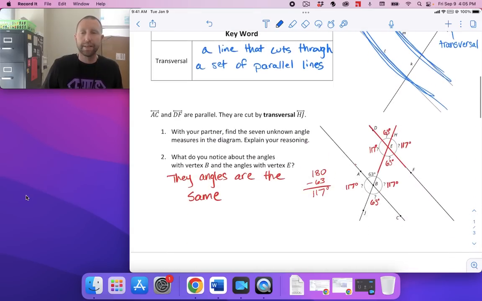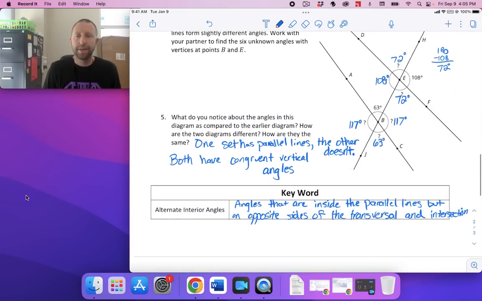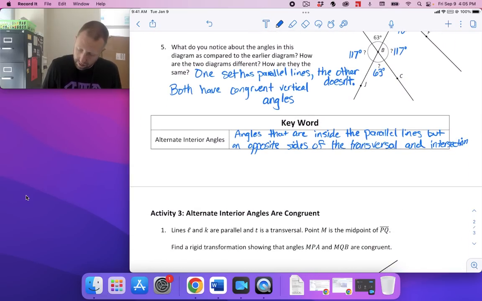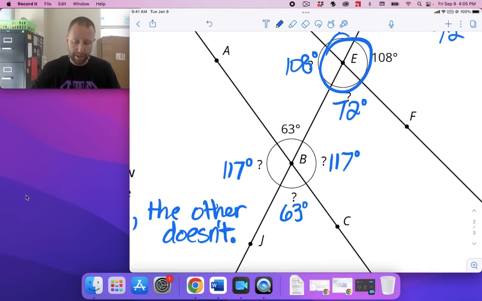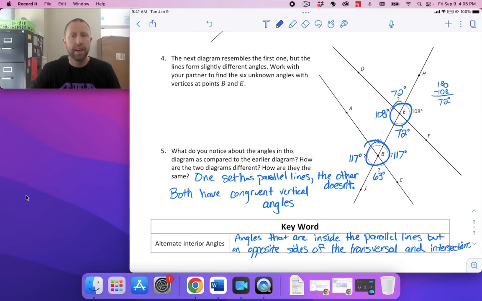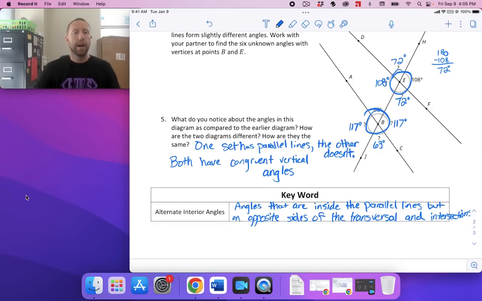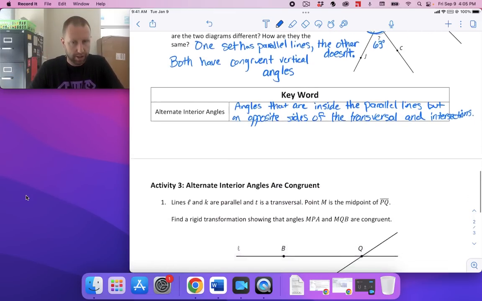Ran out of room. Accidentally hit the page up button. Let's go back down to that. Okay, so what do I mean by that? Angles that are on the inside of the parallel lines, but on opposite sides of the transversal and intersections. When I say opposite intersections, I mean they're not at the same intersection, right? Like this one, for example, had two intersections, this one at E and this one at B. And when I say on opposite sides of the transversal, I mean one's on one side of the transversal, the other one's on the other. So this is what it looks like.